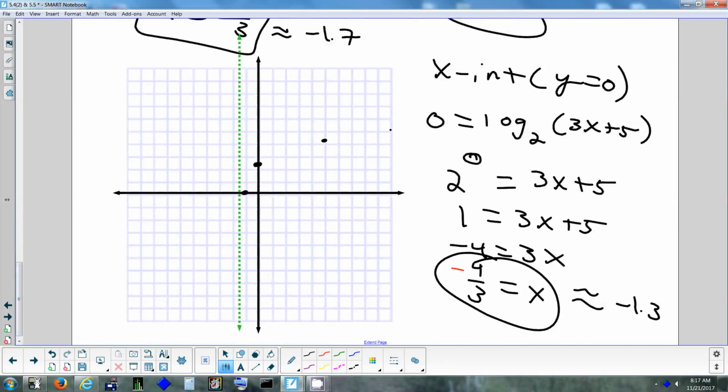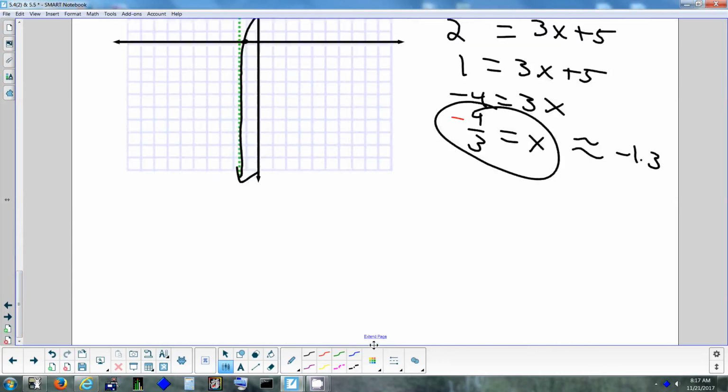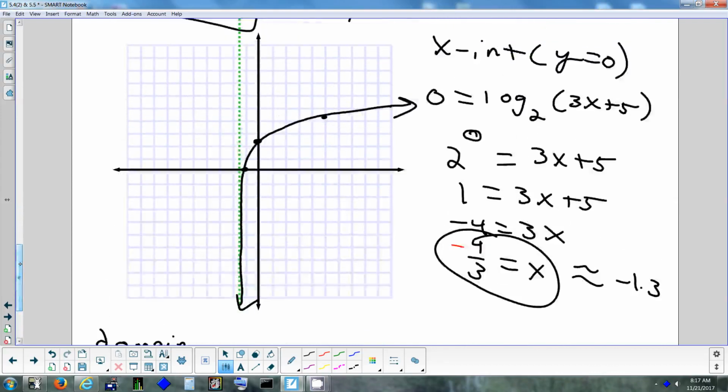So remember, it's going to come down and get pretty vertical near the asymptote. So it's going to look kind of like that. Okay, domain is going to be every number from that asymptote to the right.